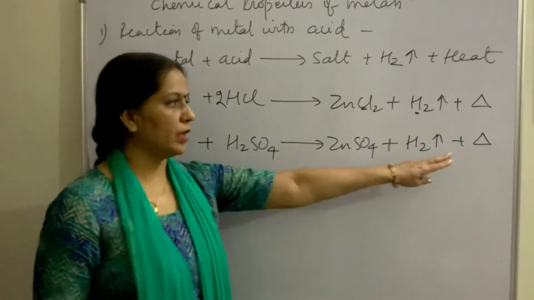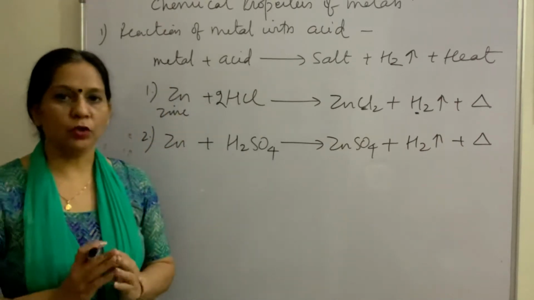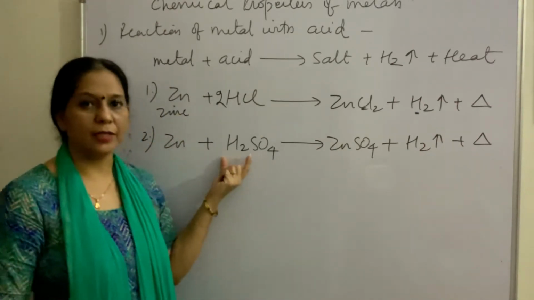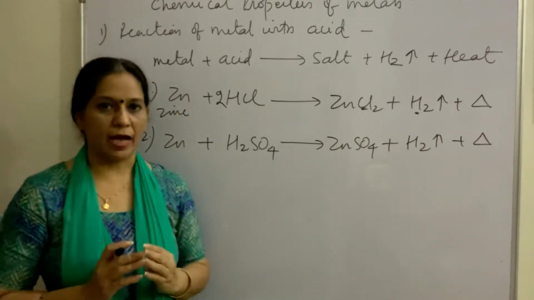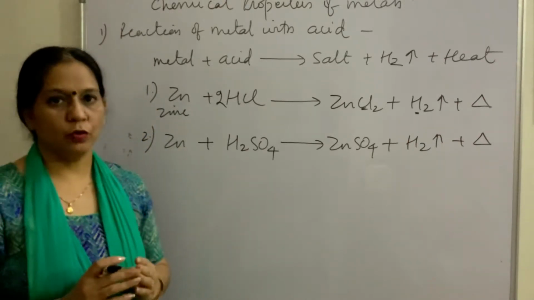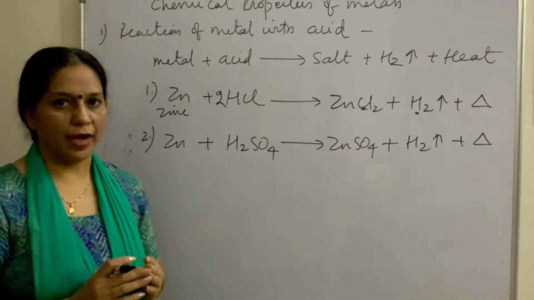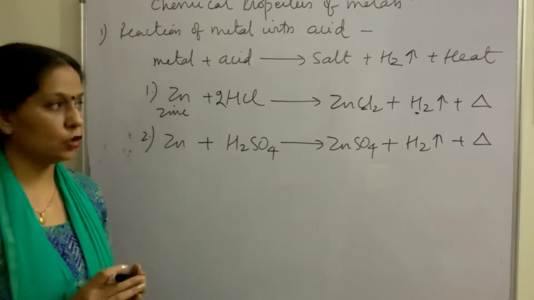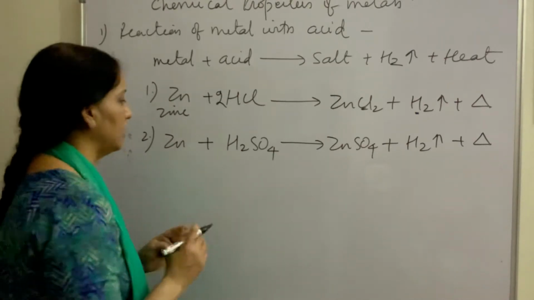How will you come to know heat is released? You are going to take dilute acid and zinc granules either in a conical flask or in a test tube. When you touch the bottom of the test tube while the reaction is taking place, you will find that it is hot, which shows that during the reaction heat is released.